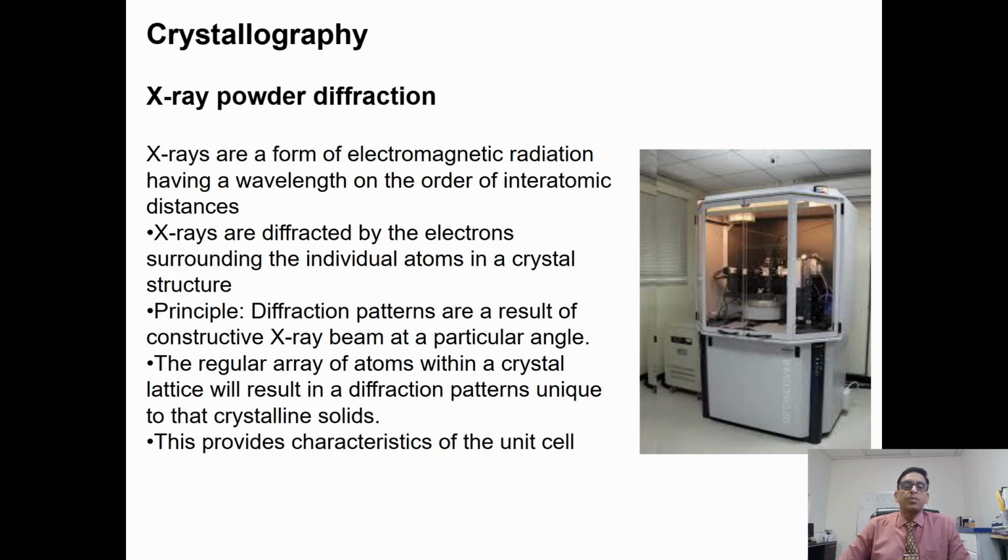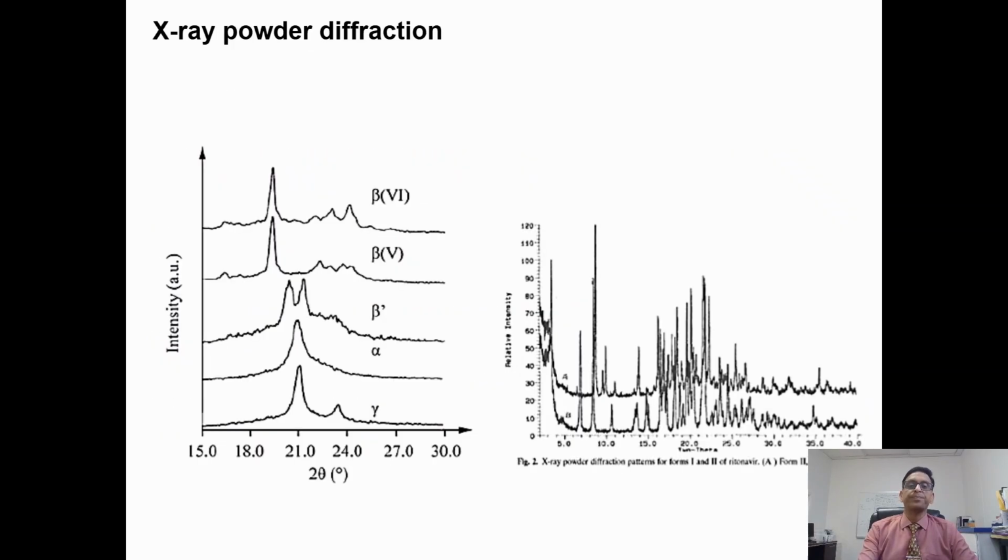The principle is that a diffraction pattern results from bombardment of the X-ray, and at a particular angle, the diffraction from the atoms in a crystal lattice results in a unique pattern, and that is used to determine or analyze crystalline solid components. This provides a characteristic nature of a compound by XRD analysis.